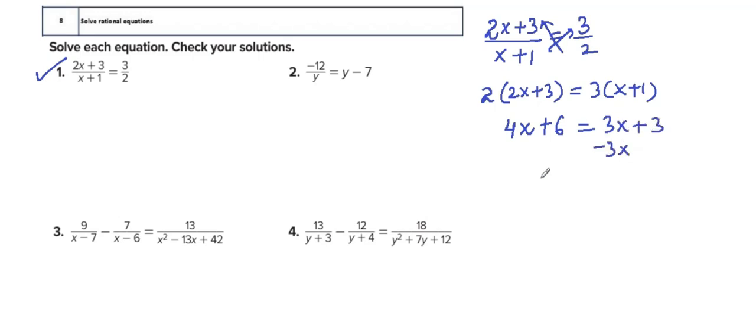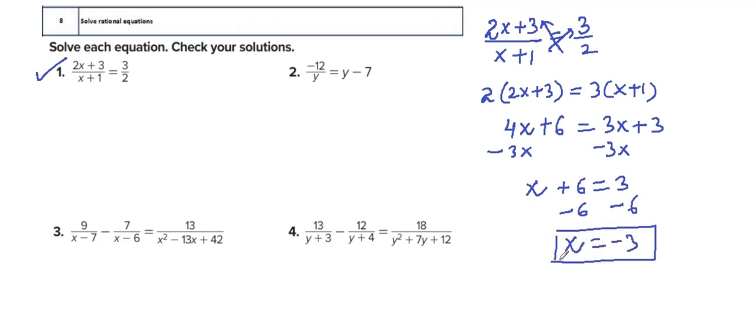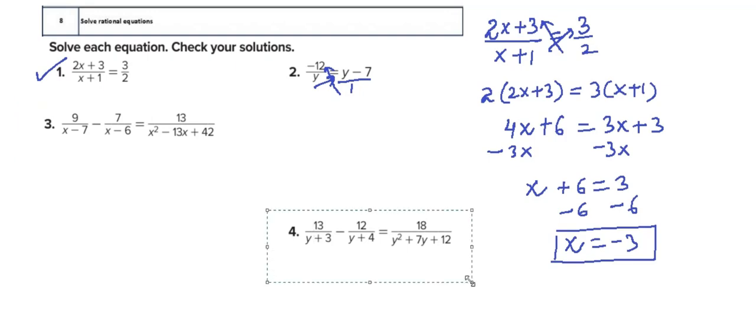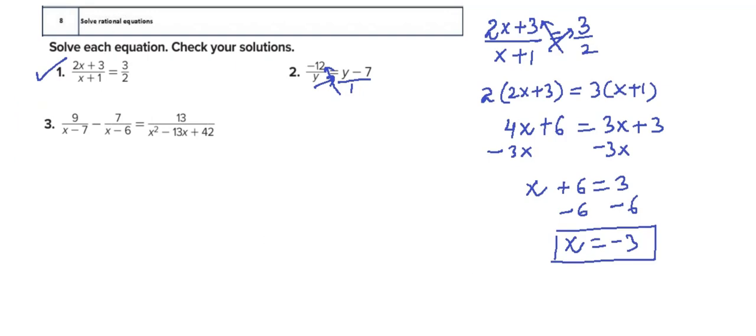Subtract 3x from both sides, so this is x + 6 = 3, so x = 3 - 6 = -3 is your answer, because they said solve. Solve means we need to find the value of the unknown variable. Similarly, we'll do question number 2. You could try from your side, cross multiply. y will be multiplied here, 1 will be multiplied here. Now question number 3 I'm going to solve, and the rest of the questions are the same. You can practice from your side. If you find any problem, let me know.